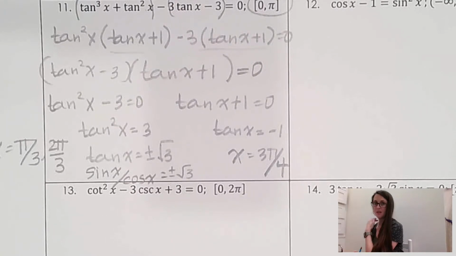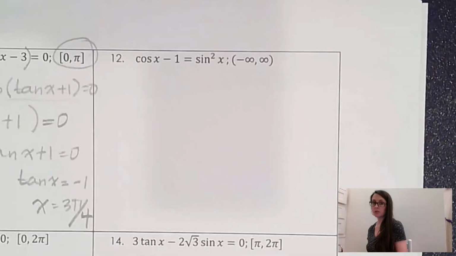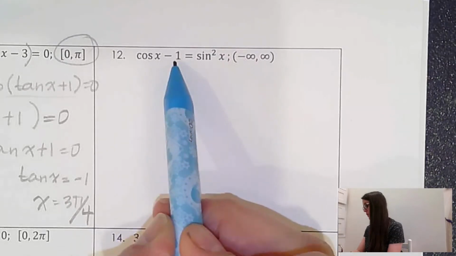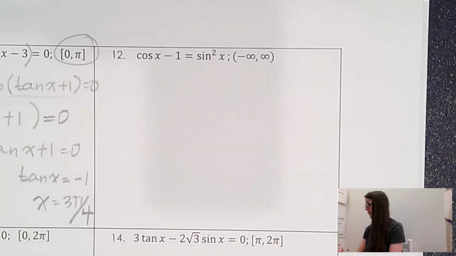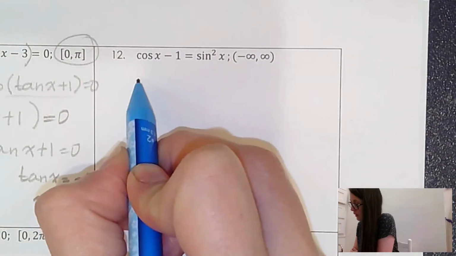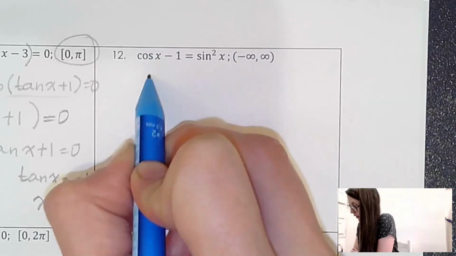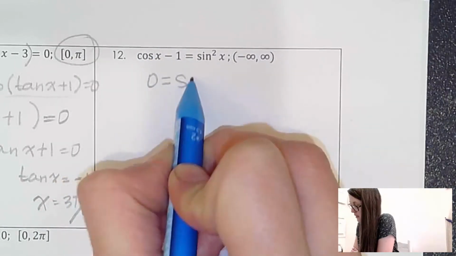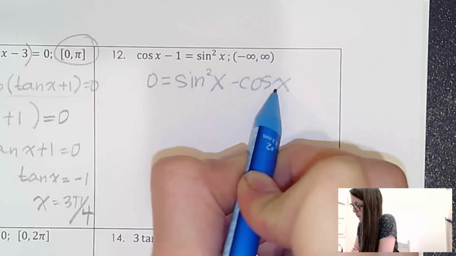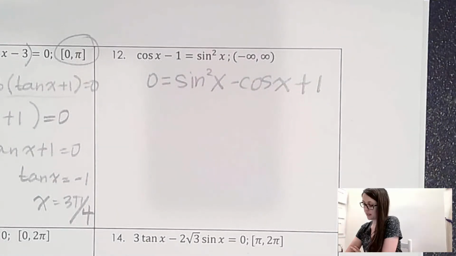Okay. So today we're going to look at using different trig functions and identities here. So we've got cosine of x minus 1 is equal to sine squared x. Well, if I were to move this one over, let's just move all that over here and make it 0. So this would be sine squared x minus cosine of x plus 1.